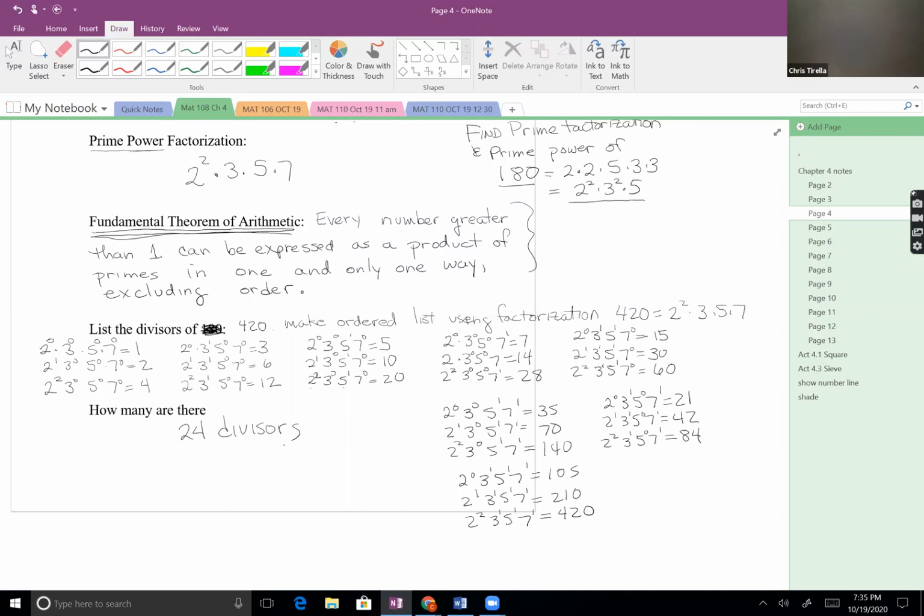Maybe, just maybe, we should try to come up with a way of counting how many divisors a number has. Because when you make a list like this, don't you feel better if you know how many things are supposed to be on the list before you start it?